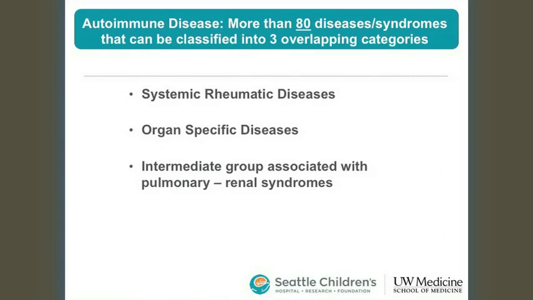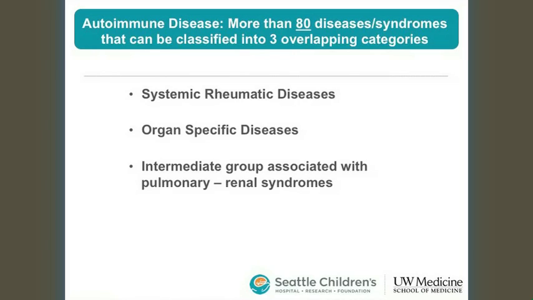Now, there's more than 80 diseases and syndromes that can be classified as autoimmune diseases. And that's a very, very large number, and there's testing for a good hunk of those. There's been a variety of classification schemes that have been used over the years to try to group these things, and none of them are perfect. This is a common one, which is to group the 80 diseases in 3 categories: systemic rheumatic diseases, organ-specific diseases, and this intermediate group associated with pulmonary renal syndromes.